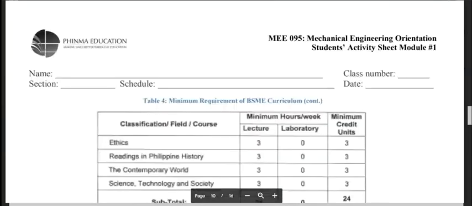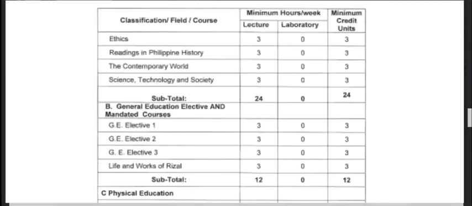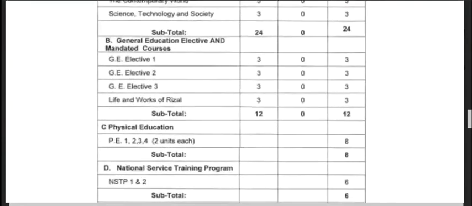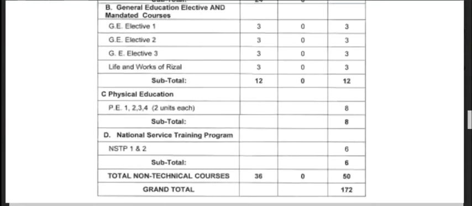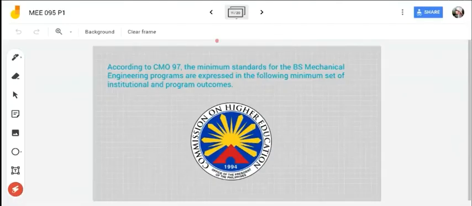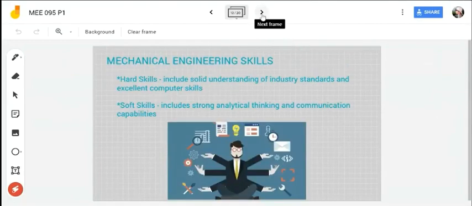And then for the general education electives and mandated courses, you will be having the general education electives. And then the physical education and the National Service Training Program or the NSTP. So for the grand total, you will be having 172 units according to the CHED Memorandum 97 or the CMO 97. Okay, so more than that, let's proceed to the next topic.